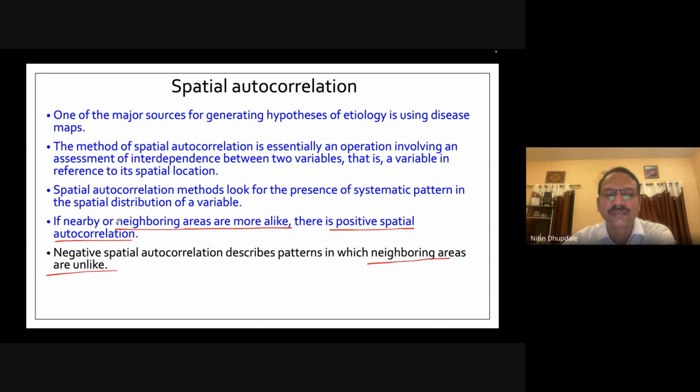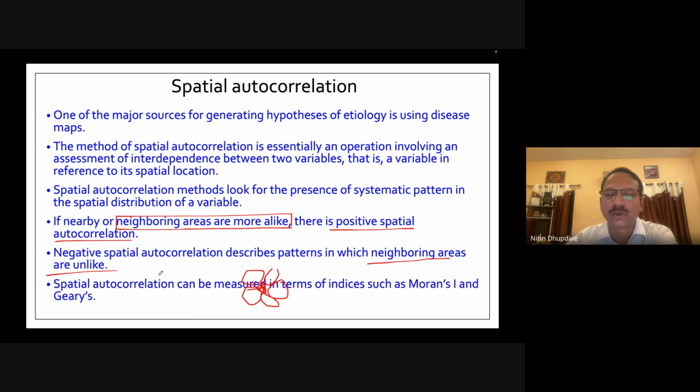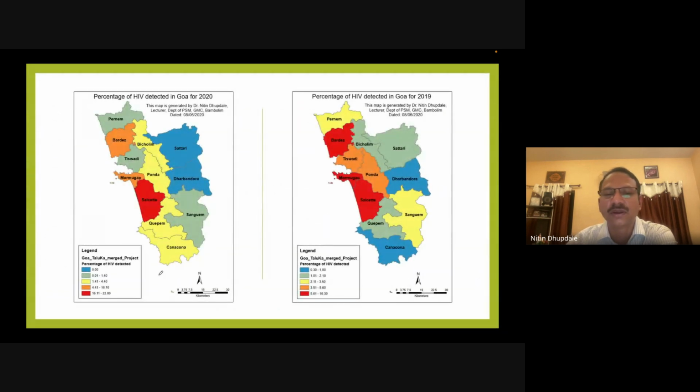So autocorrelation is present when the neighboring areas, whichever area is affected, say this area is affected, if the neighboring areas are similar to the affected area, the test is done whether these surrounding areas are similar to this area, then it is a positive autocorrelation. If the surrounding areas are unlike the area which is affected, then it is a negative spatial autocorrelation. There is something called Moran's I and all. That we'll learn maybe in future.